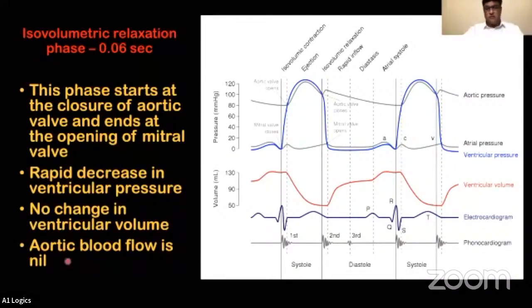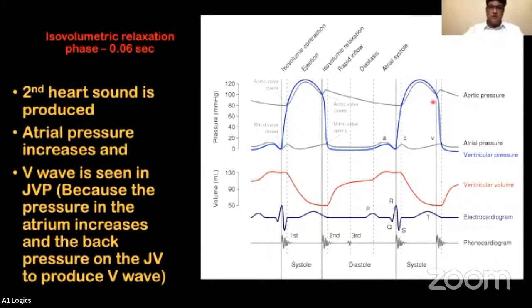Then aortic blood flow is nil. Again, in the aorta you will not have any increase or decrease. It is the same, maintained at about 80 millimeters of mercury. We said that the aortic valve closes, so the second heart sound is produced and atrial pressure increases.